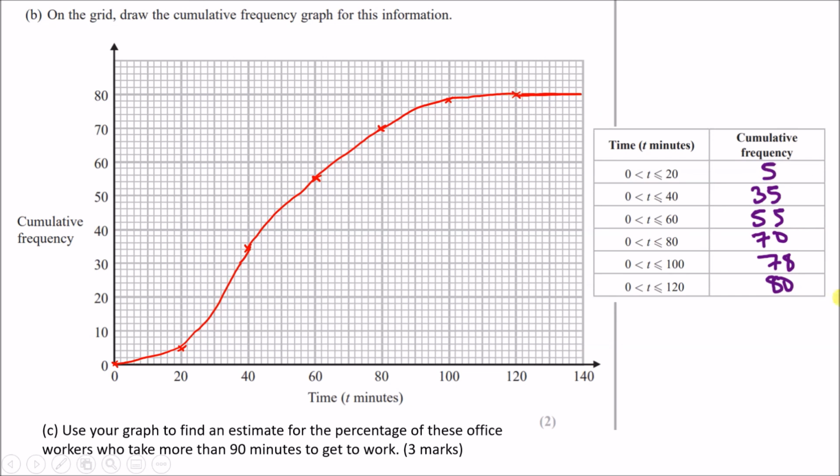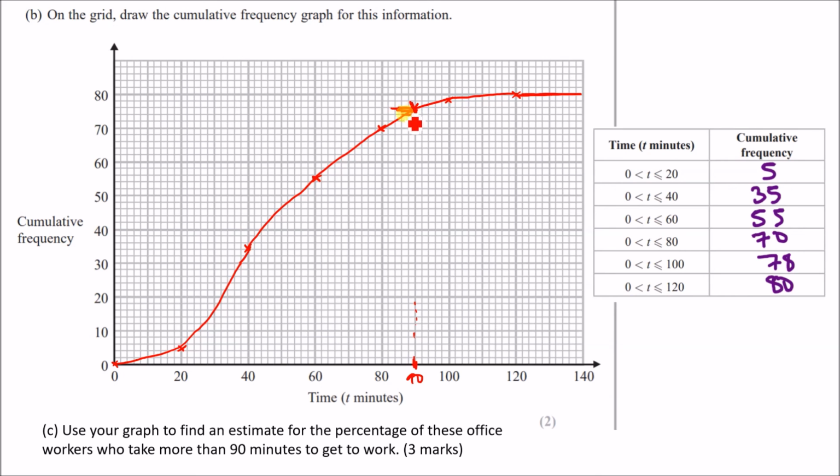Now, for the last part, part C, it says, use your graph to find an estimate for the percentage of these office workers who take more than 90 minutes to get to work. So what this actually means, guys, is that all we have to do is find the 90-minute mark, which is over here, and count how many people and then switch to a percentage. At the 90-minute mark, if we went all the way up, we're looking to be around here. So this is actually this cutoff point here, or one of these cutoff points.